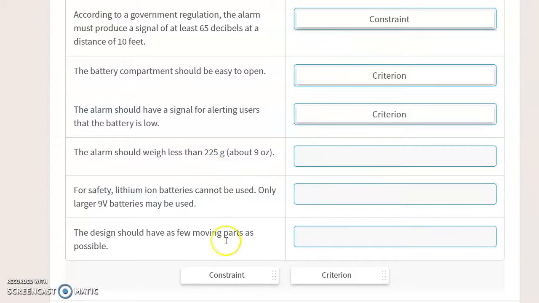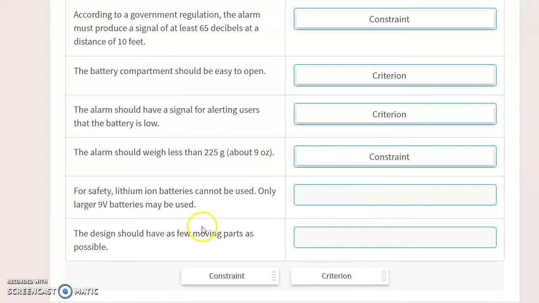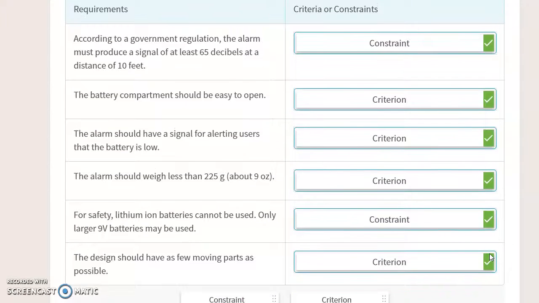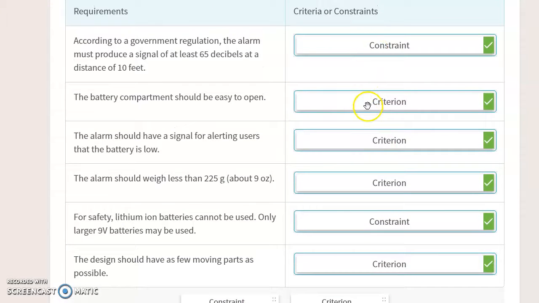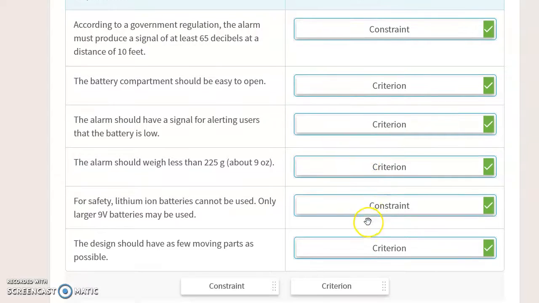It has to weigh less than this, so that makes it a constraint. Lithium batteries cannot be used, only 9 volts, so that's a constraint. And design needs to have as few moving parts as possible. That's a criterion, that's what you want. Okay, so you just want to make sure that yours looks like mine. You have constraint, criterion, criterion, criterion, constraint, criterion. So mostly criterion, just 2 constraints, the first one and the next to last one.